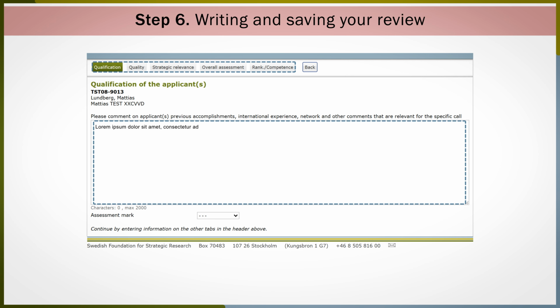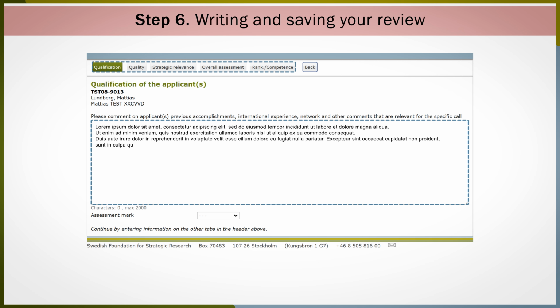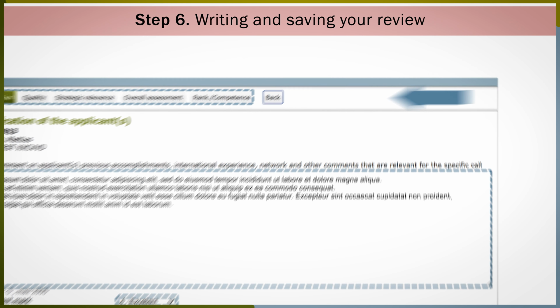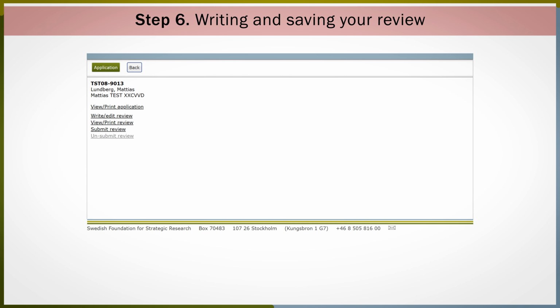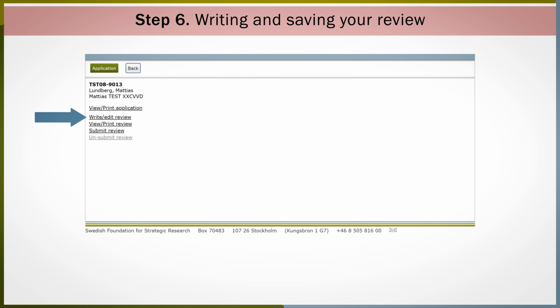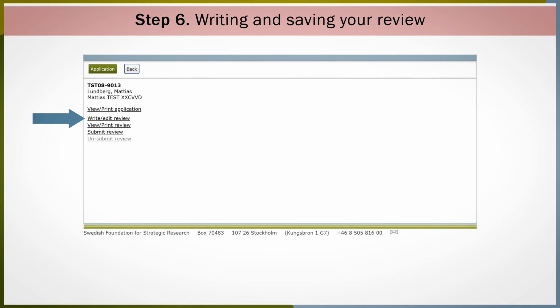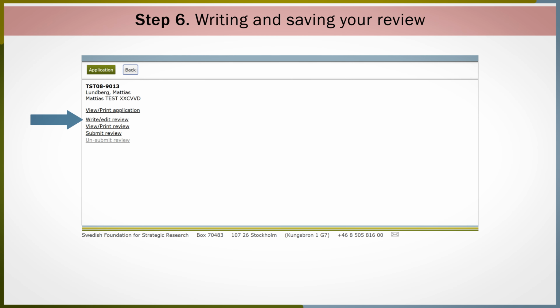Step 6. Writing and saving your review. Fill in all required fields in the review form. Each criterion has a separate grade. When finished, click Back to save your text in the review. You may return and edit your review until the deadline communicated to you by the responsible research officer.